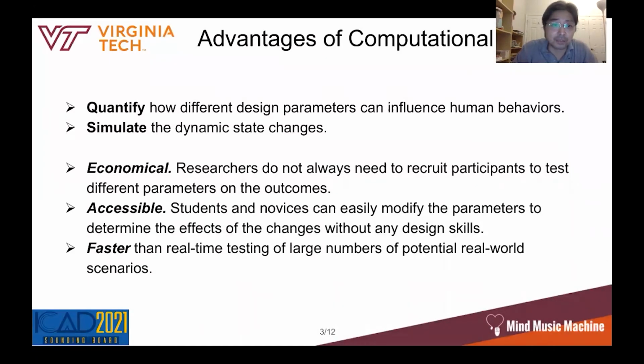Why computational modeling? There are benefits. So we can quantify how different design parameters can influence human behaviors in a more systematic way. We can simulate the dynamic state changes and we can predict human behaviors. If we use computational modeling, it's economical, it's accessible, and many times it's faster than doing research or experiment in the real world.